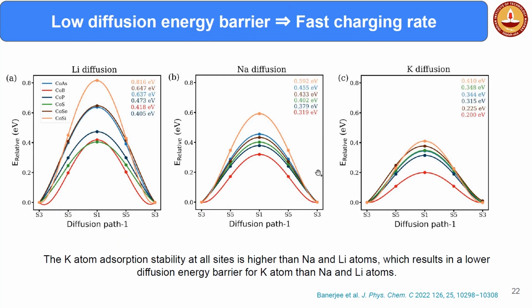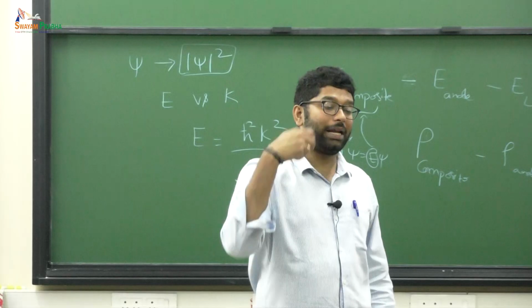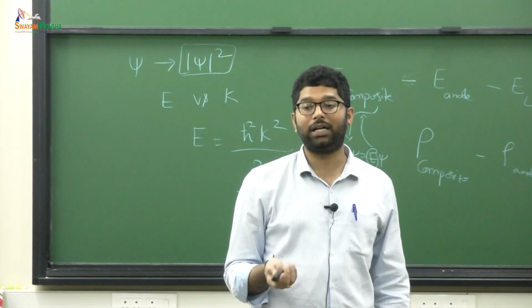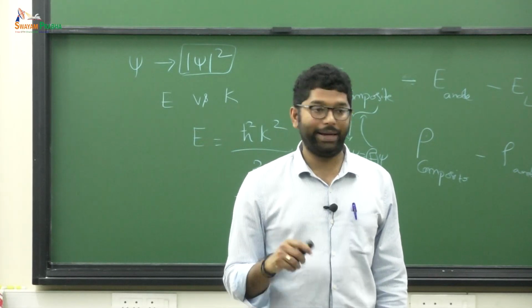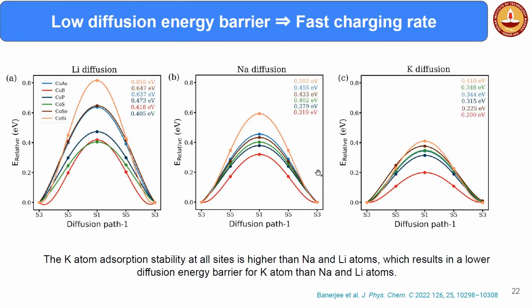So it's not only helpful for you to understand whether a particular element, that is potassium or sodium or lithium, is faster or not, but across the materials also you would be able to easily identify which one is having the least migration energy barrier. That's how you will be doing it, and obviously a low diffusion energy barrier means a faster charging rate. You can quickly move that atom from one place to the other.